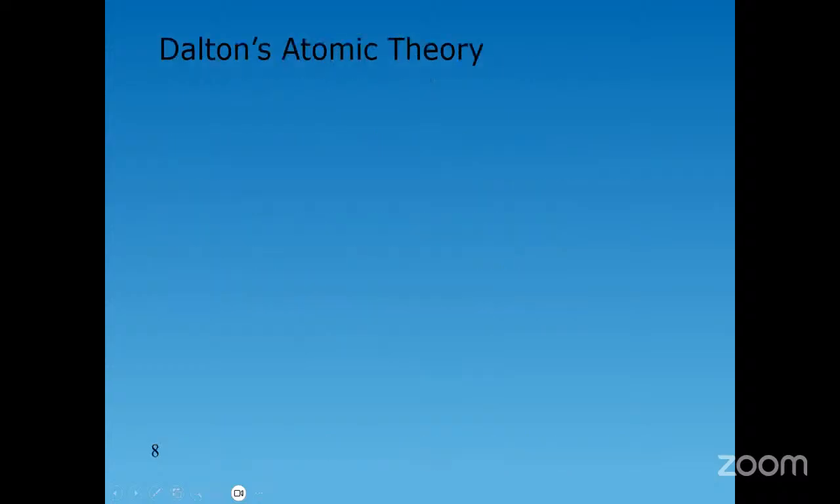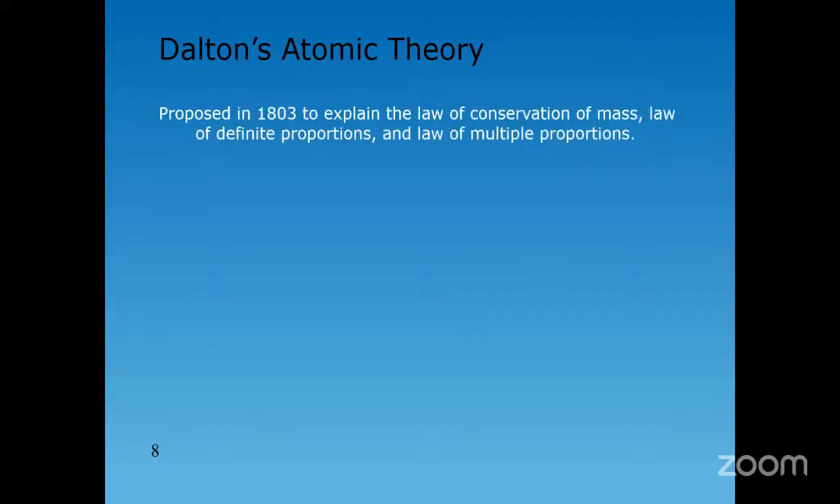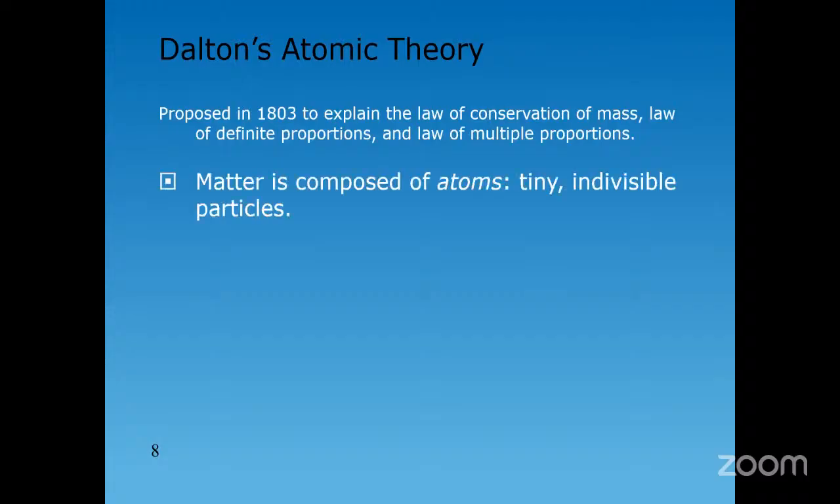Okay, so now we're going to get into some explanations for some of the things that we just looked at. The explanation was put forward first by Dalton. With Dalton's atomic theory, he was able to come up with a theory that explains some of the things that we discussed earlier. So let's go into the assumptions of this particular theory. The first assumption is that matter is composed of atoms.